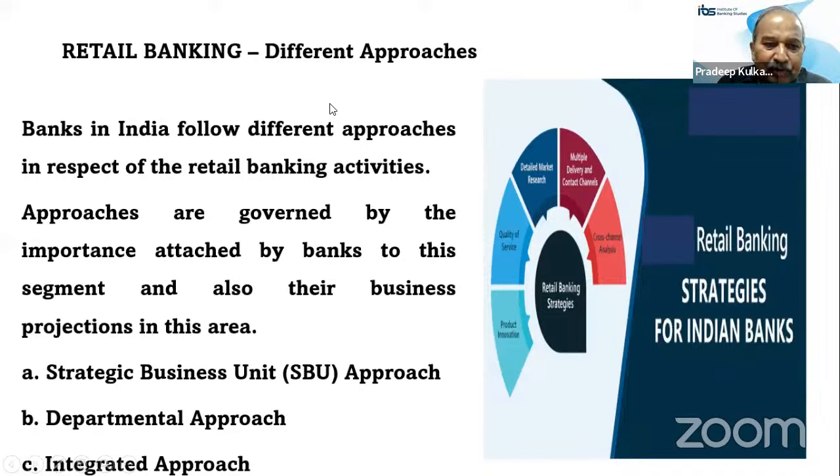And now, a very important unit we are discussing: how retail banking is approached by the bankers. There are three different approaches. Number one is a strategic business unit. Number two is a departmental approach. Number three is an integrated approach. Every bank, depending upon their infra, their people, their capabilities, adopts a different model. Which model is good, which is not, is altogether a different aspect. Depending upon the capabilities, technology and people they have, the bank adopts the appropriate model for encashing the retail banking.